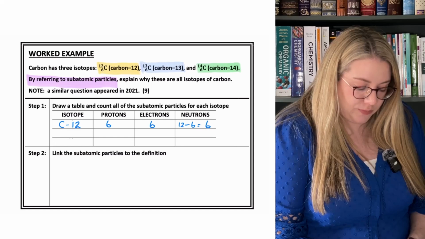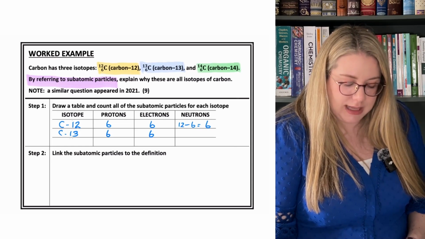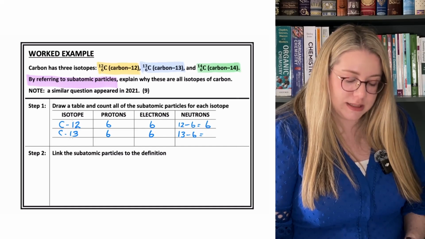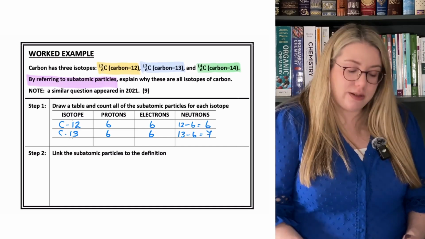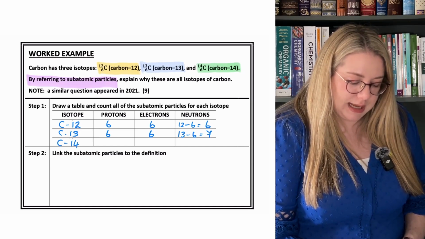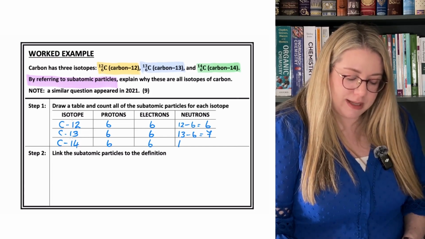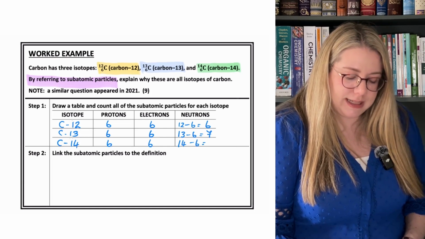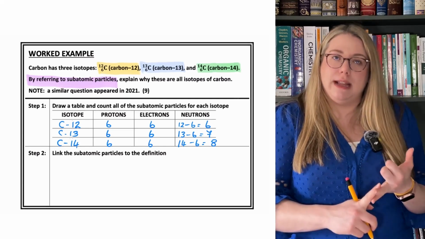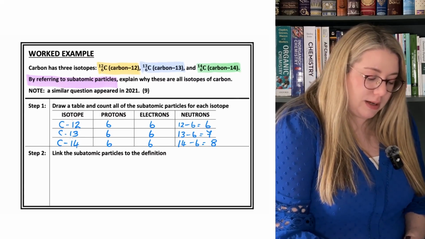For the next one, for carbon 13, it's still carbon, so 6 protons, 6 electrons. But now it's 13 minus 6 because the mass number of this isotope is 13. That gives me 7 neutrons in the nucleus. And then my last one, carbon 14, has an atomic number of 6. So 6 protons, 6 electrons. But now my mass number is 14 minus 6 to give me 8 neutrons in the nucleus. So same number of protons and electrons for all 3 isotopes, but different numbers of neutrons. That is going to be my first 3 marks in this question.